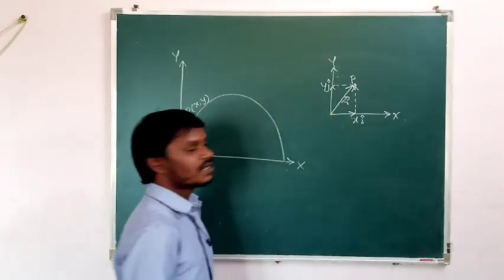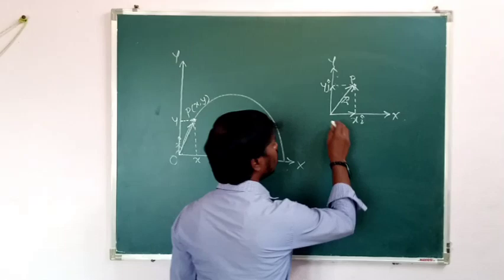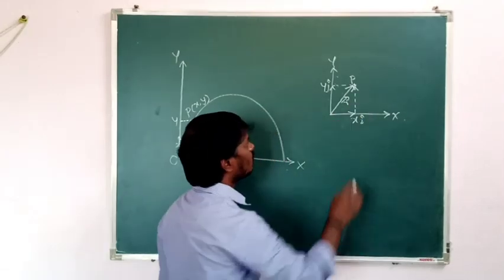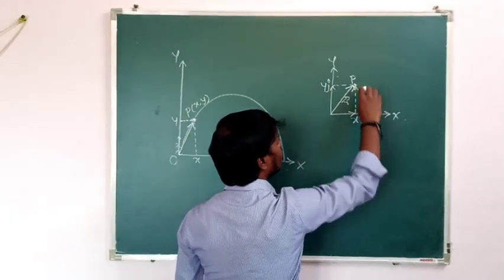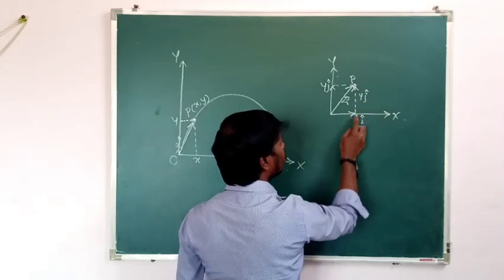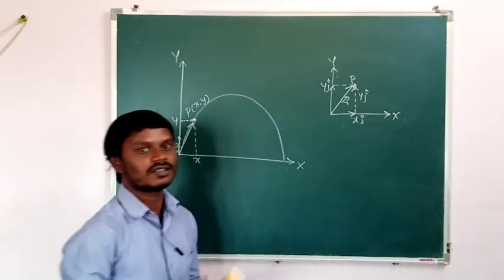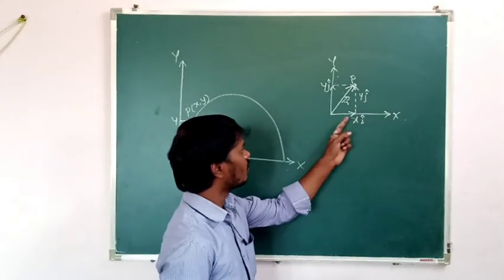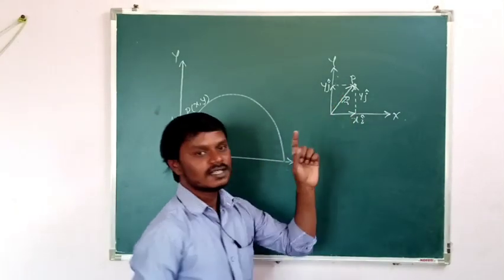Then, by using the triangle law of vector addition, if it is yj, now it is also yj. Here xi and yj both are taken in the same order.